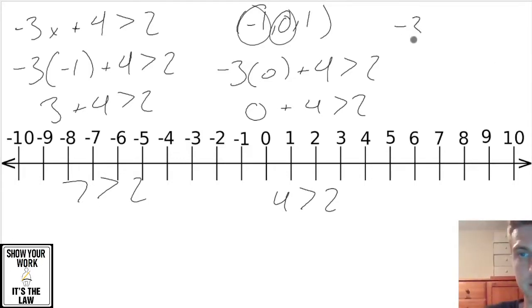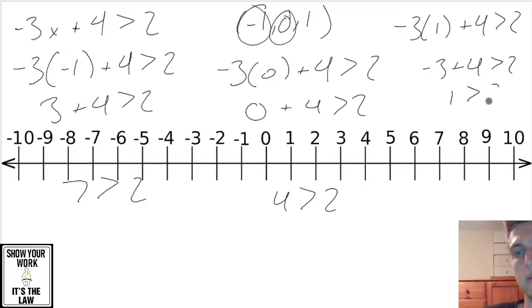And then lastly, -3 times 1 plus 4 greater than 2. -3 plus 4 greater than 2. 1 greater than 2? No. 1 is not a solution.